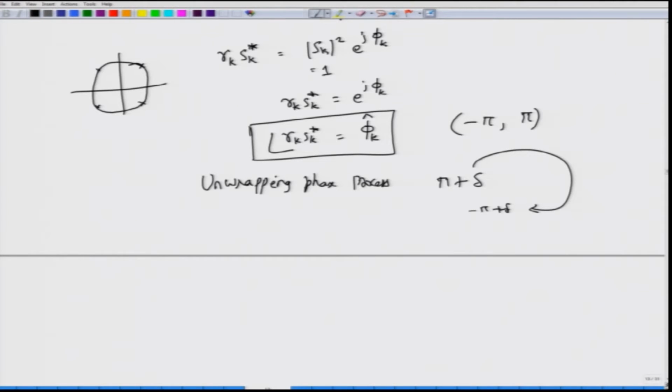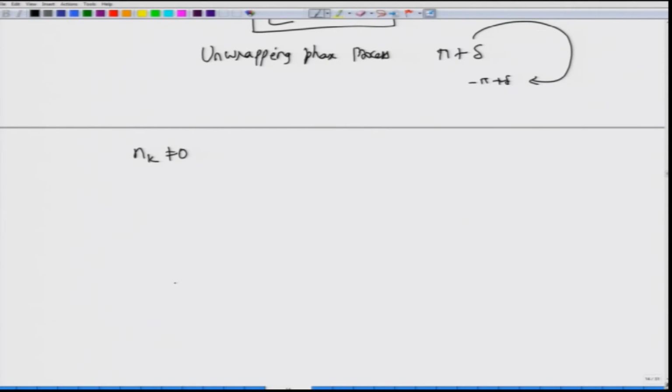Now, this is not the only problem. Suppose now noise is non-zero. What will happen now? The resulting argument of Rk Sk complex conjugate, you can still do this. This is going to be e to the power j, sorry, not the argument.